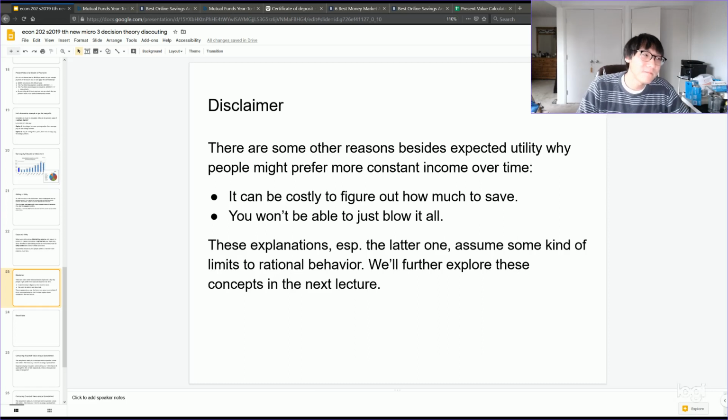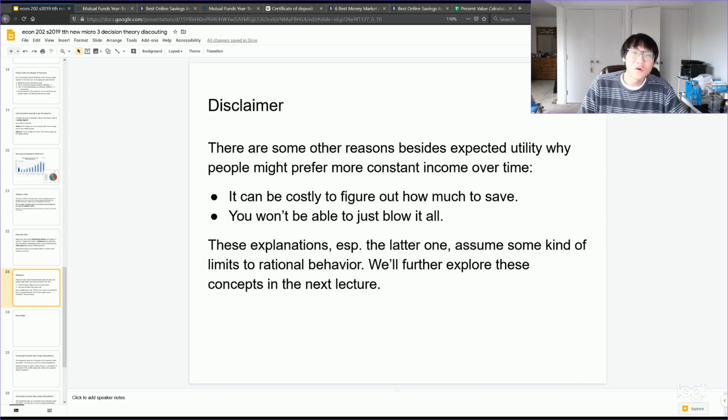And there's also the problem of temptation, right? If you receive a huge amount of money right now, you might be tempted to just blow it all and not save any of it. Versus if you're getting paid a certain amount of money over time, then you're sort of forced to spend that money over time as well.